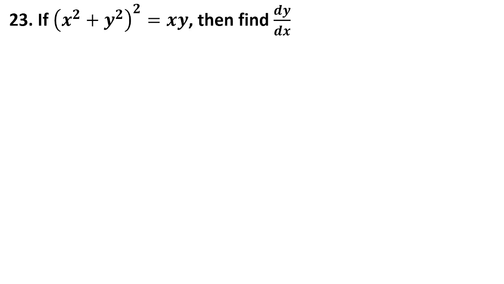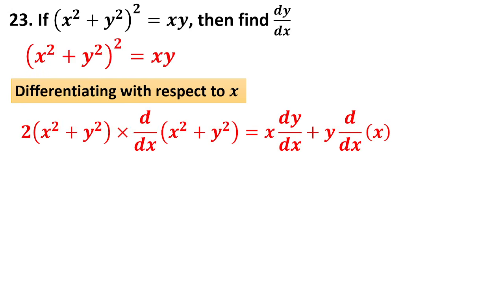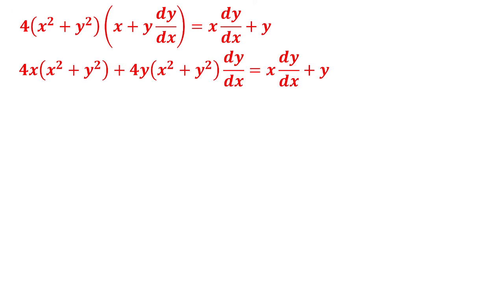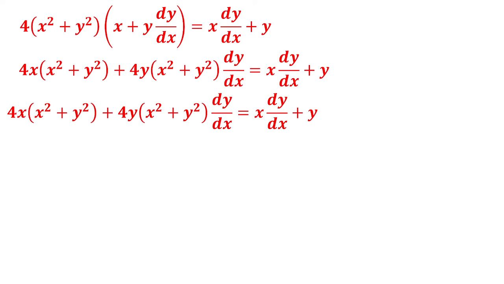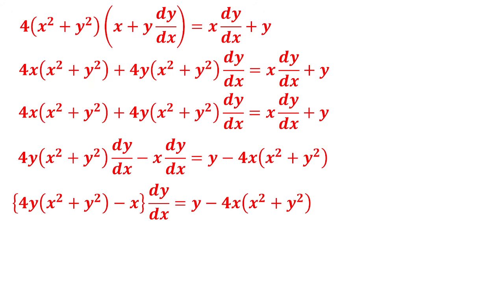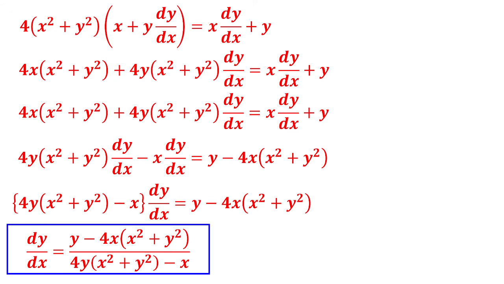Okay, now this question is a direct question, therefore we can do it directly also. Therefore I am doing the differentiation. It is 2 into (x square plus y square) into d by dx of (x square plus y square). On the right hand side, once again I am using the product rule. Now after taking 2 outside, I have to take dy by dx common, because this is an implicit function. Therefore we have to take dy by dx outside. I am taking dy by dx to one side and doing the simplification, and I am finding what dy by dx is equal to. It's a very simple question.